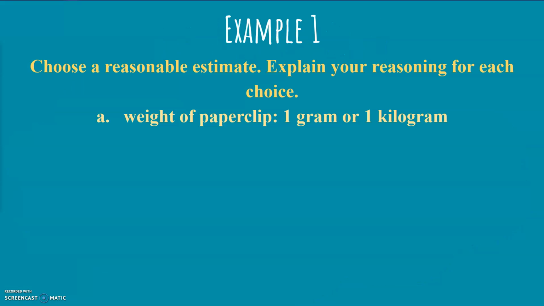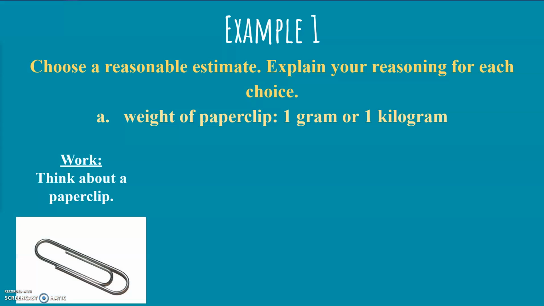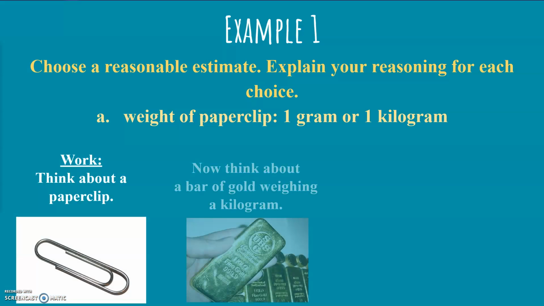For our first example, we're going to be choosing the most reasonable estimate like we did yesterday and explaining how we got there. The weight of a paperclip, 1 gram or 1 kilogram. Well, think about a paperclip. They're pretty small, they're pretty light. Now, this might be a little tricky, but think about a bar of gold weighing 1 kilogram. If a bar of gold doesn't really work for you, well, in Not America, people weigh things in kilograms. Kilograms are like the Not America's pounds.